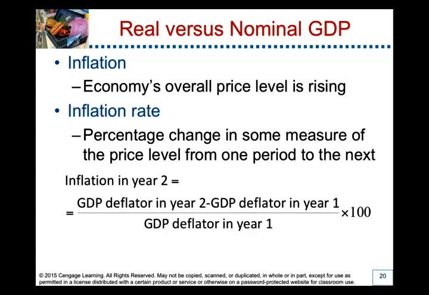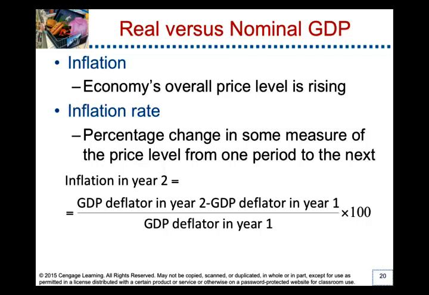Now let us talk about inflation a little bit. If you have the GDP deflator information with you, that information can be used to calculate the inflation rate. Inflation is basically the situation where the economy's overall price level is rising. And if you want to calculate the inflation rate, you need to take the percentage change in some measure of the price level from one period to the next.